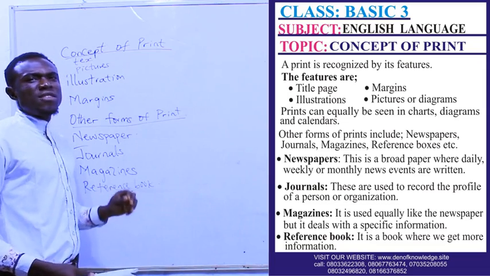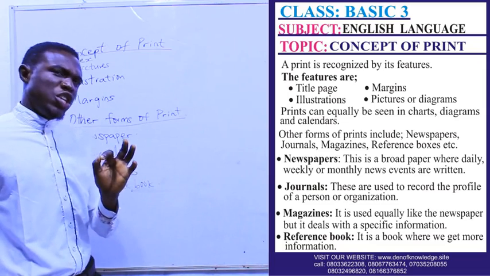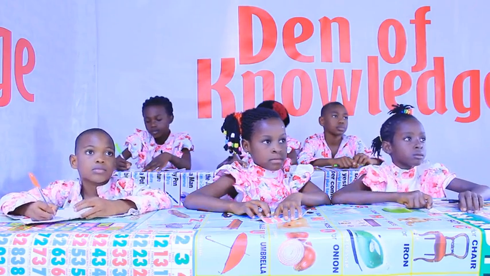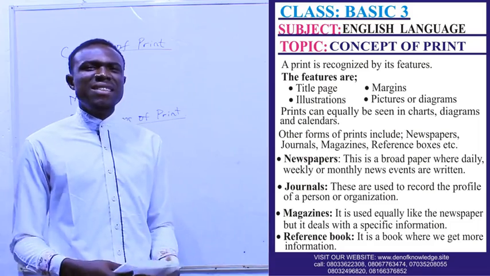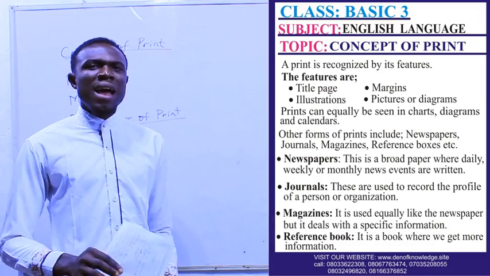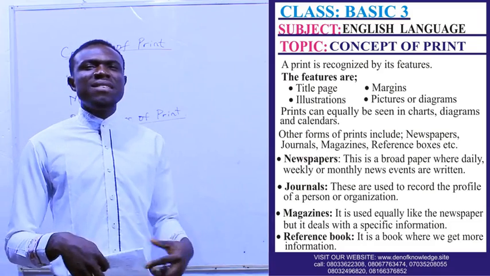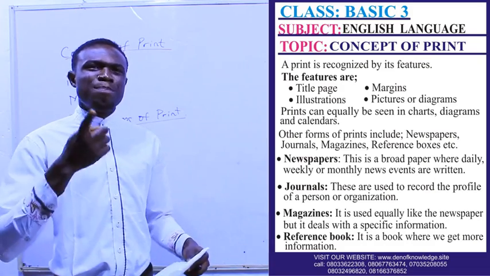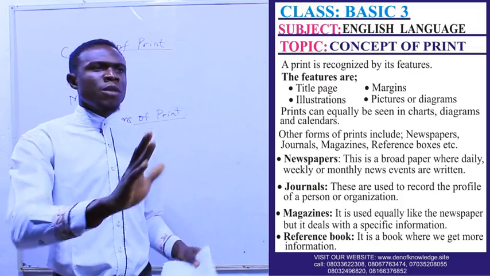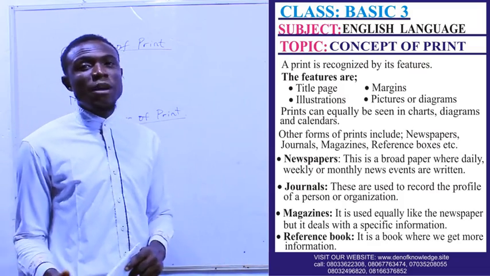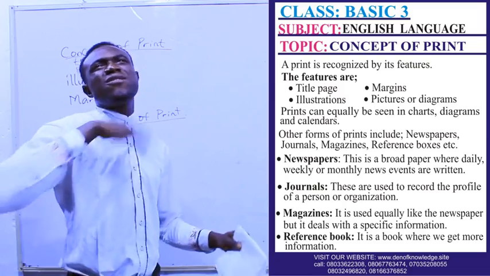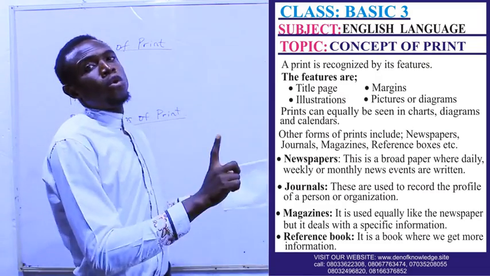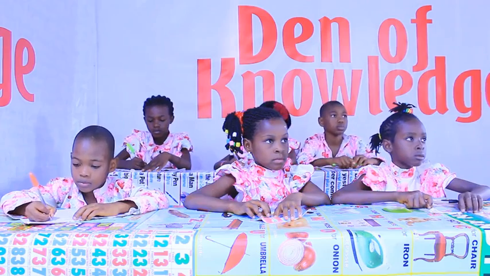Magazines. A magazine is just like a newspaper, but it is smaller than a newspaper. It is exactly like a newspaper, but it's smaller, and it's thicker. Now, a magazine is used to circulate specific information. Unlike a newspaper, which covers everything that happens in our society, a magazine can be about a school, like your school may have a magazine.